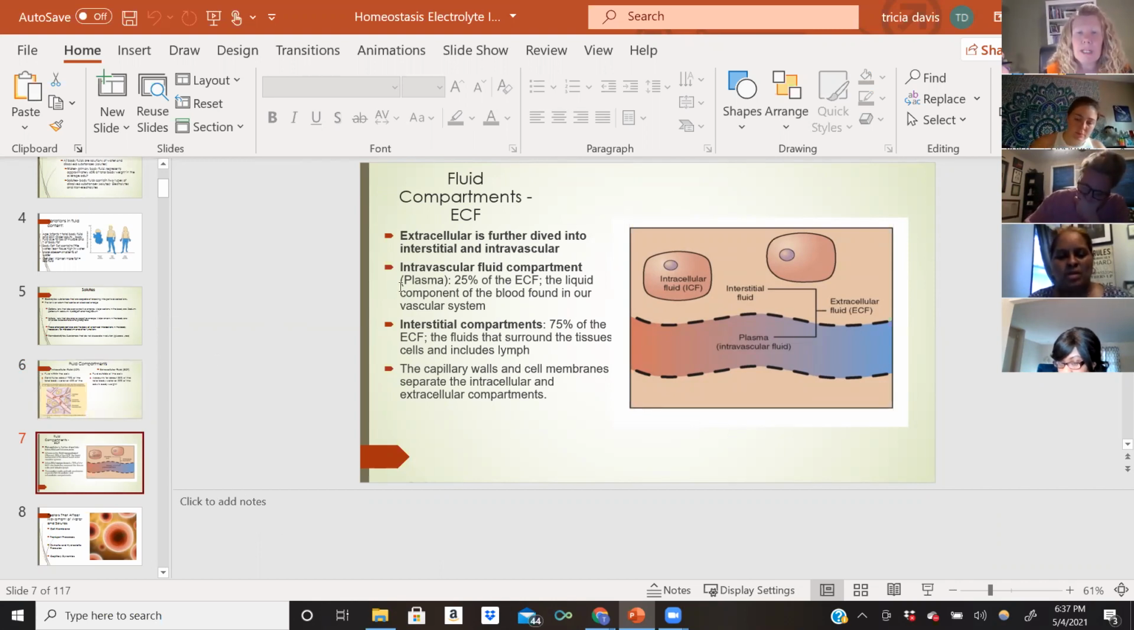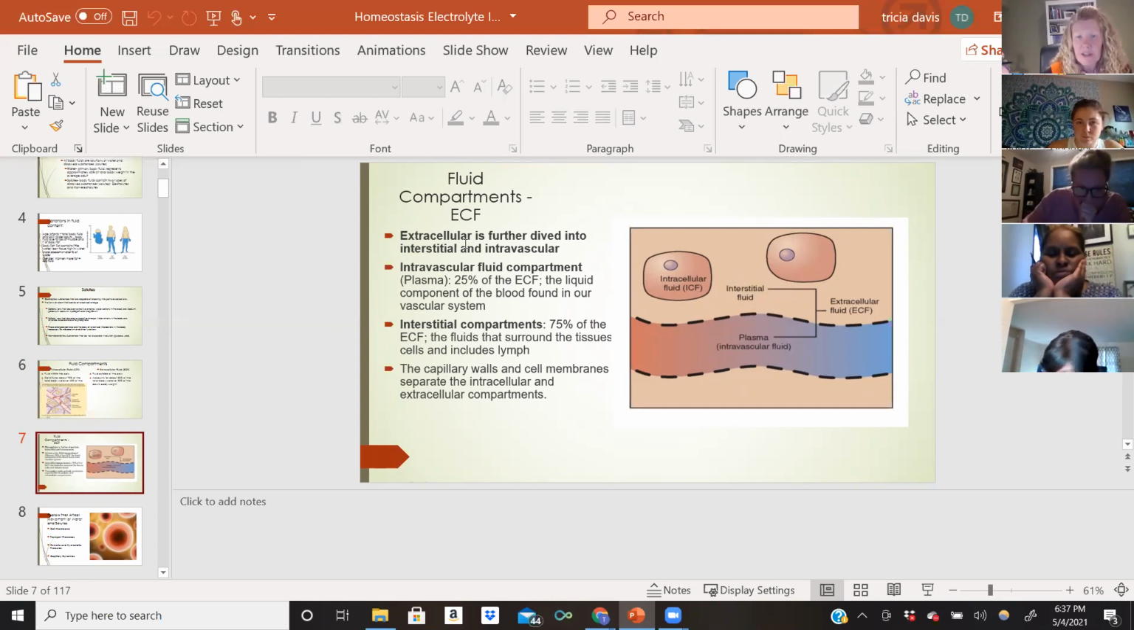So this is just another picture. This is your interstitial fluid. So here is your plasma, right? This is your vein. This is the veins that we see in our arm. This carries our plasma, our blood. Outside of this intravascular fluid, this is our interstitial fluid. And here's some more cells here, okay?